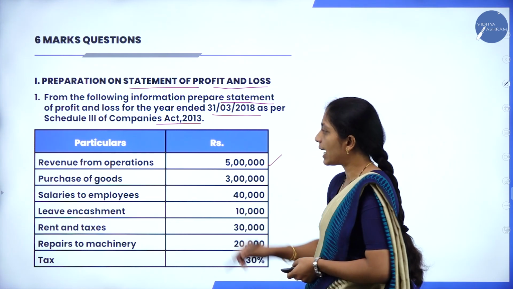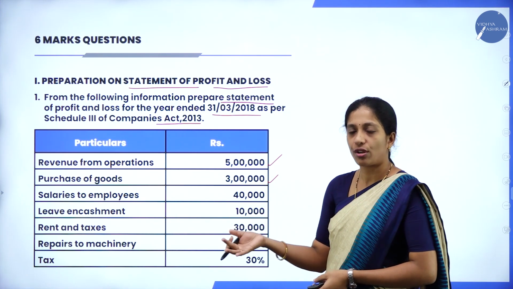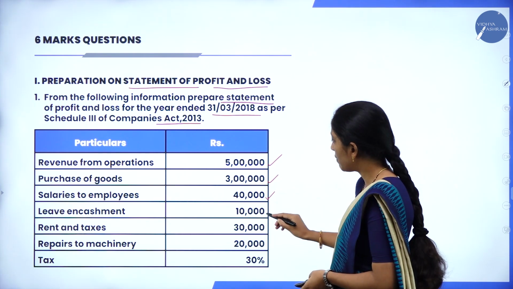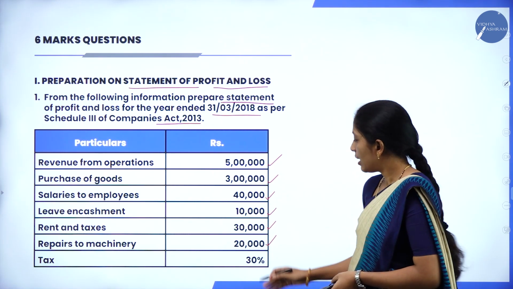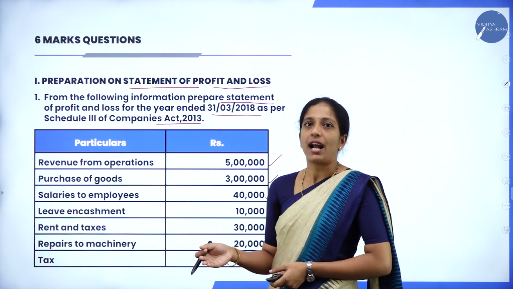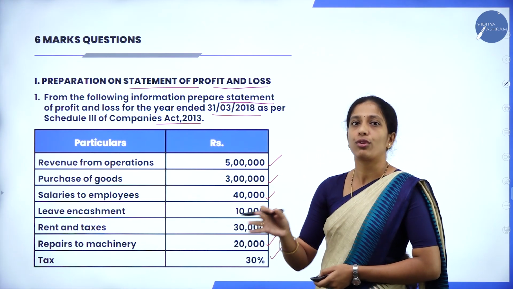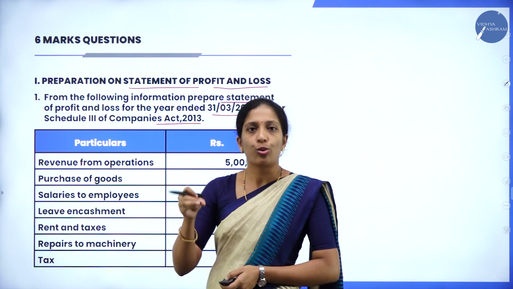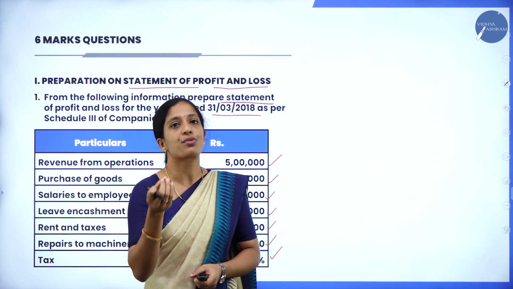Revenue from operations 5 lakh. Purchase of goods, that is purchase of stock in trade, rupees 3 lakh. Salary to employees 40,000, leave encashment 10,000, rent and taxes 30,000, repairs to machinery 20,000, and they have given tax 30%. Now, as per the format, we know our format starts from revenue from operations. So, directly we shall go through the solution and let us see in between. Certain expenses are not included in your format or not there in the format. For which what we have to do? We have to prepare a notes to accounts.